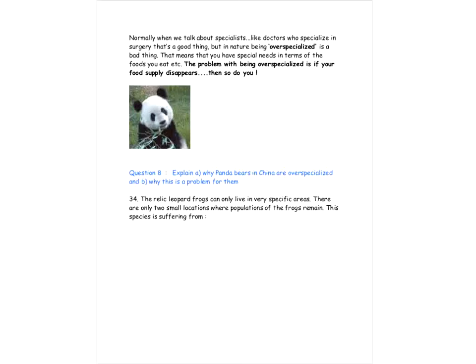Now, this other question I had here, I meant to put it in blue, I think. It says the relic leopard frog can only live in specific areas. There are 2 small locations where populations of the frog remain. This species is suffering from, and I think maybe I was looking for a blank there. So what would you call that? The condition, if you want, of leopard frogs. It's the basic thing we're looking at in this question. What science term do we use for the situation that leopard frogs find themselves in?